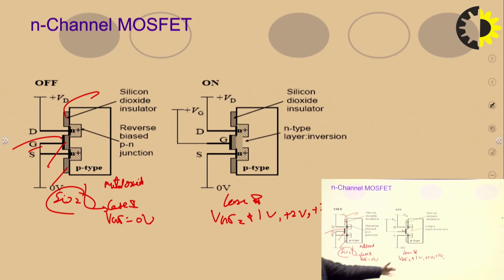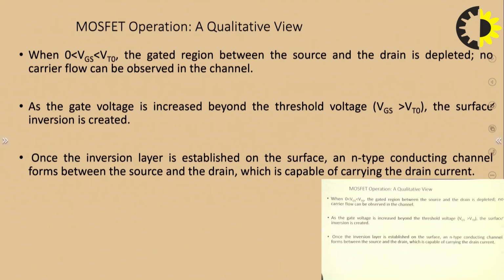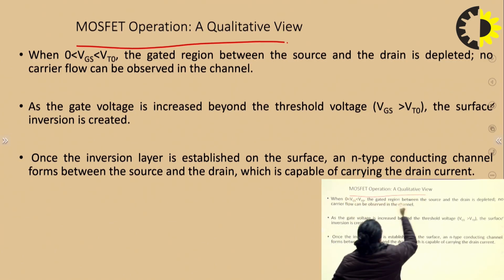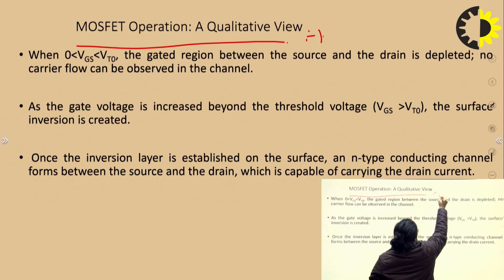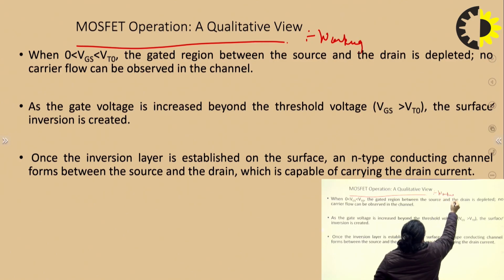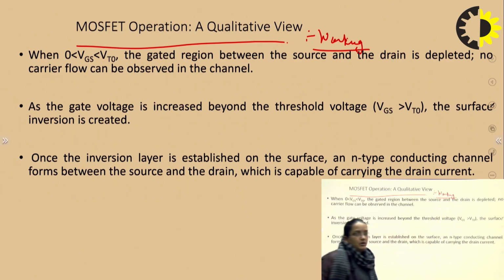As we apply the biasing voltage, what we are observing is that a channel is created between the drain and the source terminal. This is all about the qualitative view that I depicted earlier. We can also describe it as the working, how it works and how it results in the formation of the N-channel MOSFET.